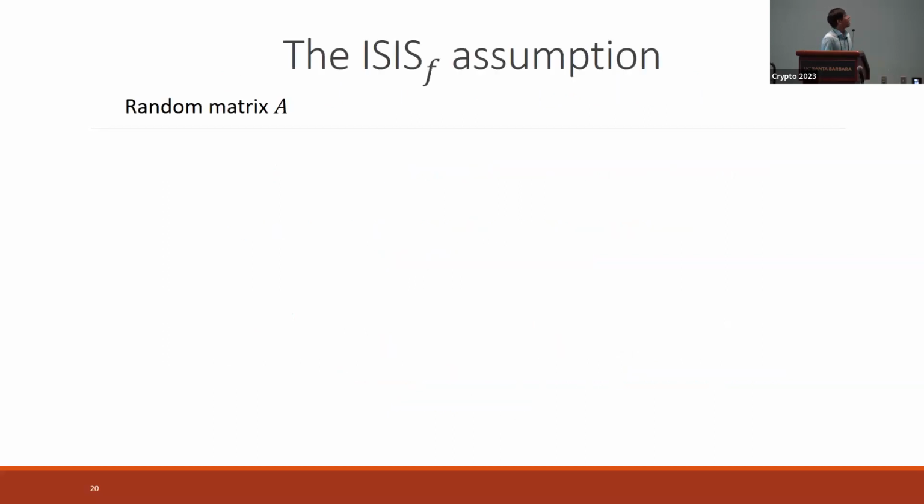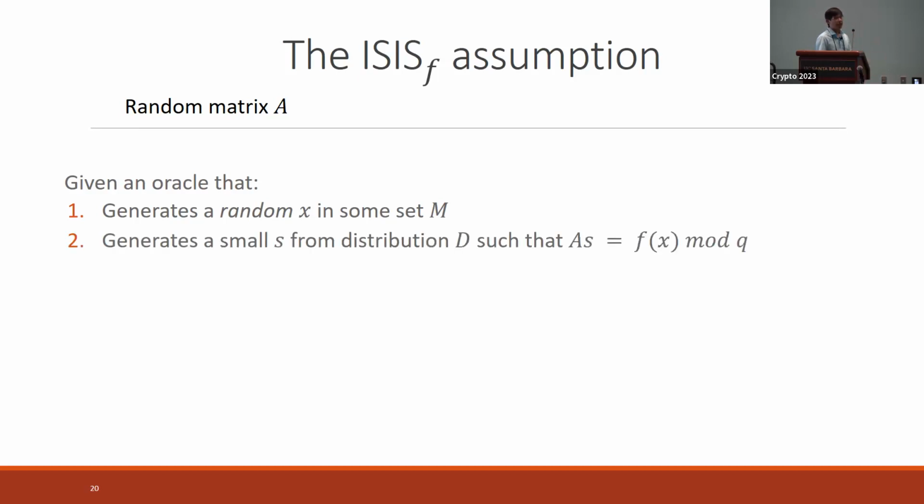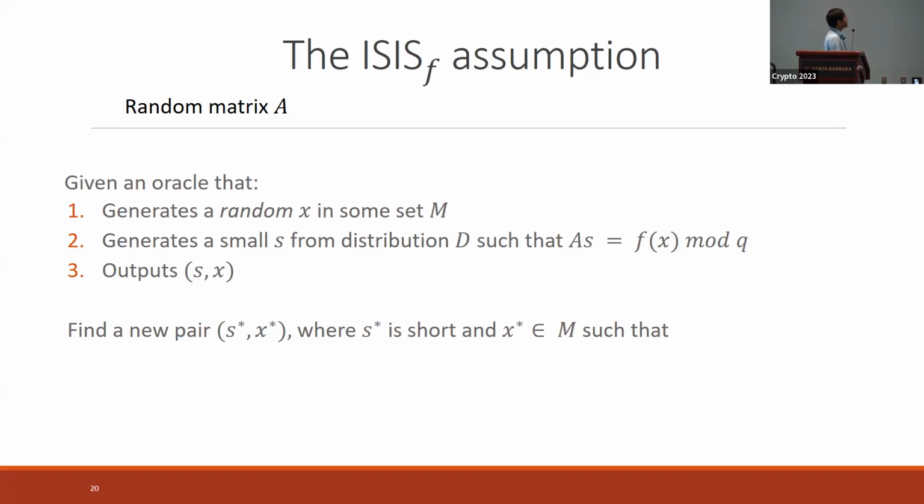So this is our new assumption, the ISSF assumption. Given an oracle that generates a random X in the set M, so just think of it as binary vectors, it generates a short S such that AS is equal to f of X, and outputs S and X. The goal is to find a new pair S star, X star, where S star is short and X star belongs to the set M such that AS star is equal to f of X star. Okay, so that's the assumption. Feel free to break it, but for those who decide not to, good decision.